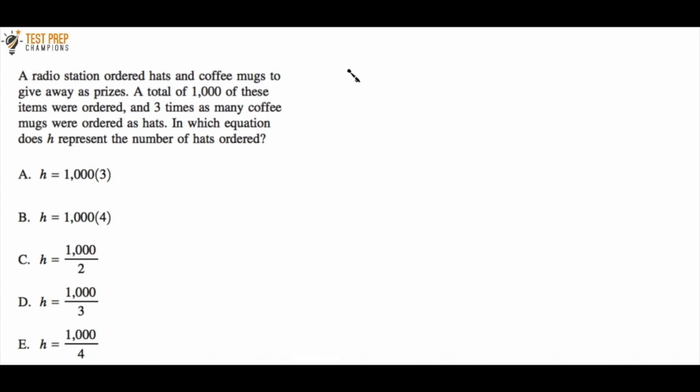Okay, so basically, we've got a total of 1,000 items ordered. Now, out of these items, there are hats and coffee mugs. So there's 1,000 items total that were ordered, and we can get the total by adding the hats and the coffee mugs. Now, in this case, we're told that 3 times as many coffee mugs were ordered as hats. So the total number of coffee mugs ordered is equal to 3 times the number of hats. So in other words, C equals 3H.